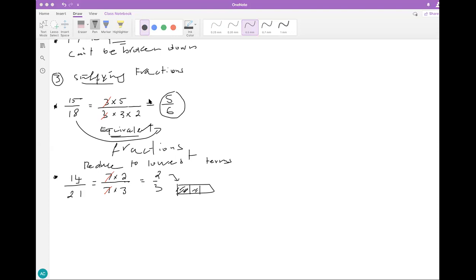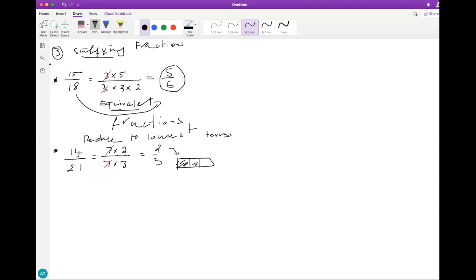Let's move on to another concept. Now we're going to talk a little bit about mixed numbers and improper fractions. Let's call this number 4. Types of fractions.